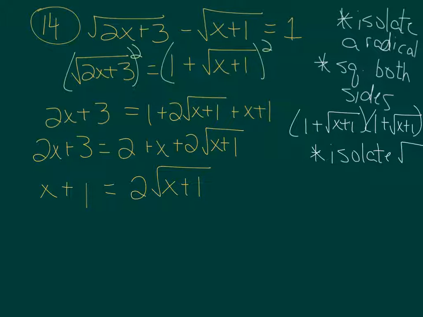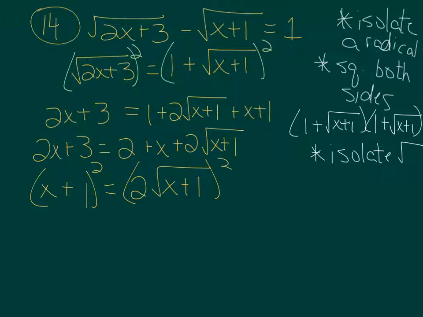Now, how do we want to handle this? I think at this point I'm going to square right now. We could divide both sides by 2, but that's going to make this kind of ugly. I think we're going to get the same thing either way. But I think it's going to be better to square right now. So I'm going to square this, and I'm going to square this.